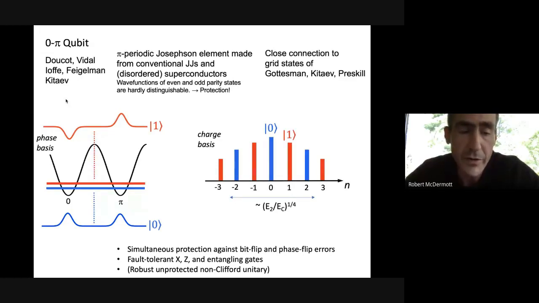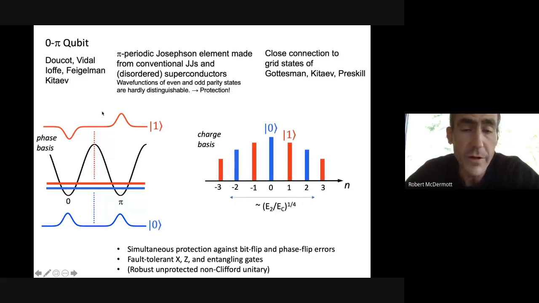And if you take such a pi element and you shunt it with a large capacitance, then in the phase basis, you end up with this type of potential energy landscape with local minima at phase of 0 and pi. And the two lowest energy states are near degenerate, and they represent symmetric and anti-symmetric superpositions of wave functions that are localized in the 0 valley and the pi valley.